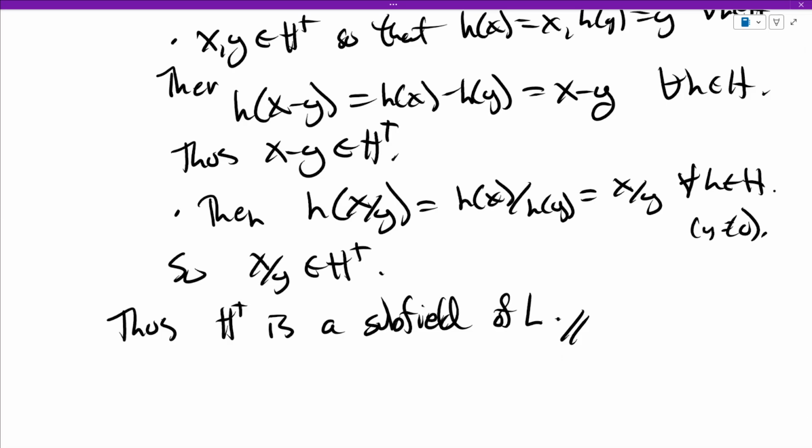So that's the fixed field, and that's why it's a field. So again, to recap, every intermediate extension gives rise to a subgroup of the Galois group, and every subgroup of the Galois group gives rise to an intermediate extension. There is a correspondence between the two.